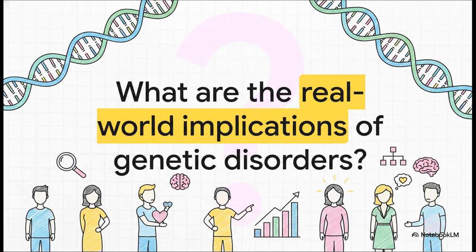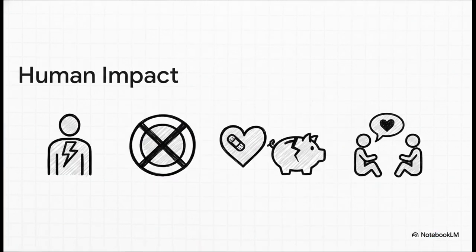Okay, final question. Let's step back from the textbook definitions for a second. What are the real-world, human implications of genetic disorders like sickle cell anemia or PKU? Let's think about that for 5 seconds. The impact is just huge. It's not just about biology. It's about people's lives. We're talking about chronic health problems, daily struggles, like the incredibly strict diet someone with PKU has to follow. And then there's the emotional toll, the financial burden on families. It's so important to remember that these aren't just terms in a quiz. They are the daily reality for millions of people.